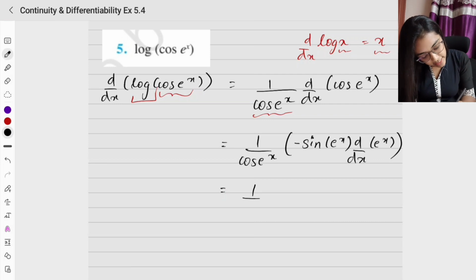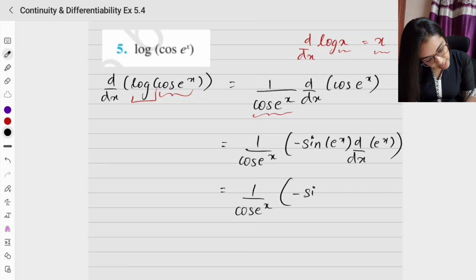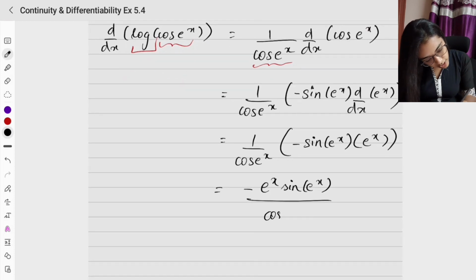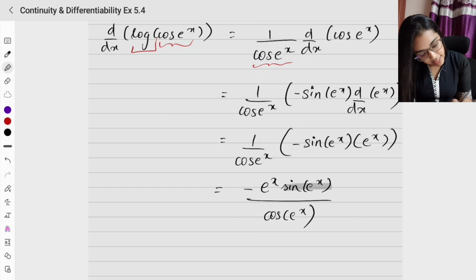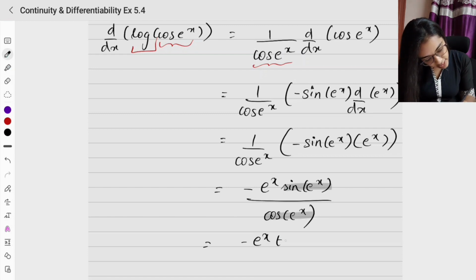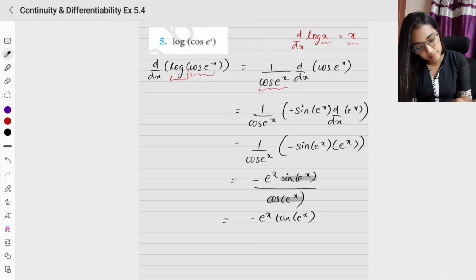Now what is my next step? 1 by cos e to the x times minus sine of e to the x times d by dx of e to the x, which is going to be e to the x itself. So the answer is minus e to the x sine of e to the x divided by cos of e to the x. What do you see here? You have sin x divided by cos x, which is going to be tan x. So it is going to be minus e to the x tan of e to the x. So this is my final answer. Okay, please copy.